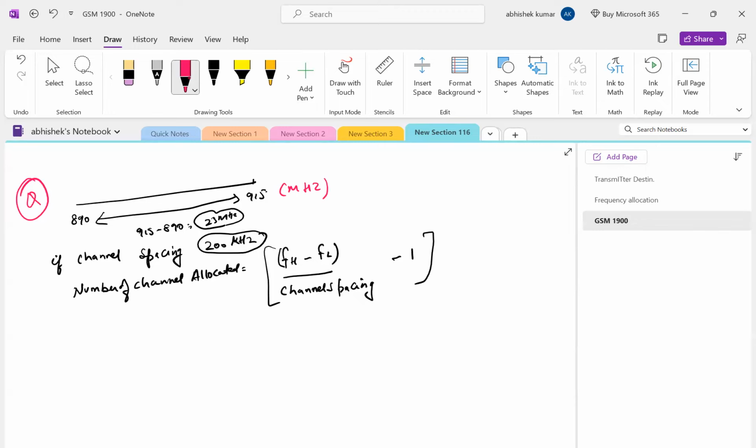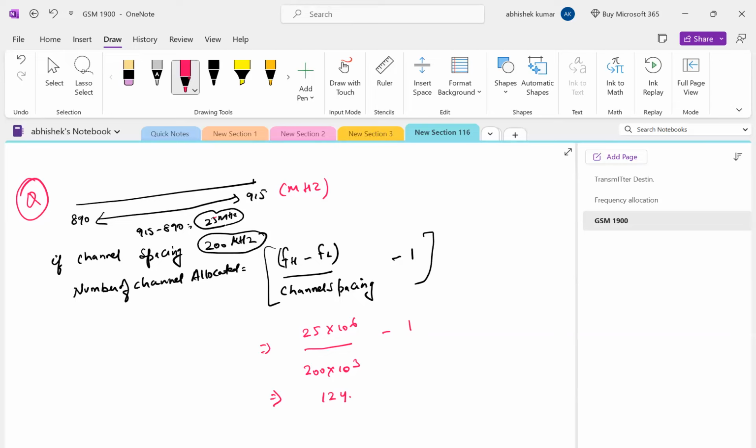No. What is FH minus FL? It is 25 megahertz, right? Oh, I put 23 megahertz. 25. Channel spacing is 200 kilohertz, right? That's fine. It will be 25 megahertz. So 124. Right.